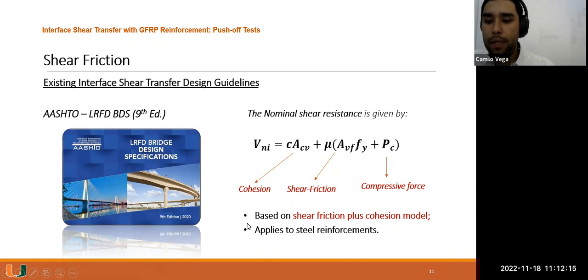And this specification applies to steel reinforcement. I don't want to go into the individual meaning of each variable, but into the overall meaning of the variables that make up the equation. For example, as we can see, the first part of the equation is given by the cohesion component. The second part is given by the shear friction as such due to the reinforcement. And finally, the third part of the equation is the permanent net compressive force perpendicular to the shear plane.